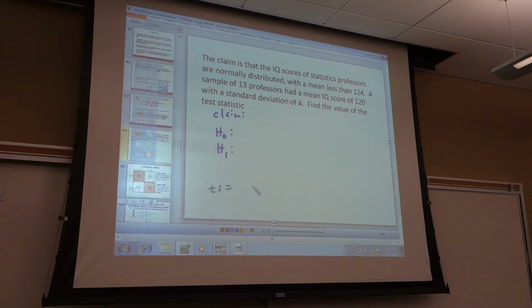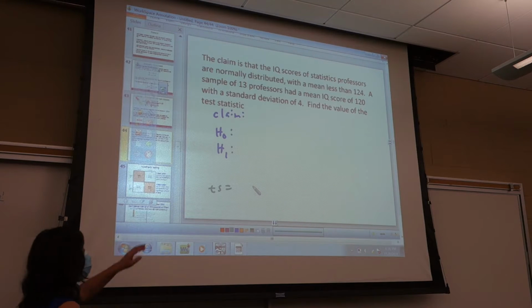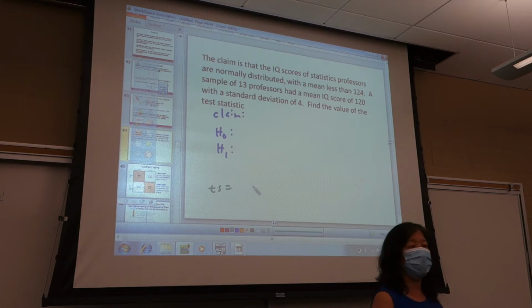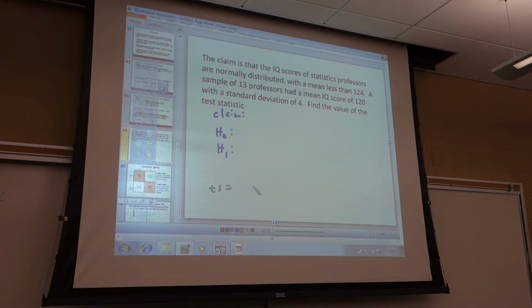I said, write down, so give me your claim, H naught, H1, and your test stat. There's a reason why I want you to give me your claim first. Your claim, that's where your mu naught or your P naught is. Does that make sense? So your mu naught or your P naught is in the claim. And then look through and find the sample, and that is where, in those words, you find what your P hat or your X bar are.